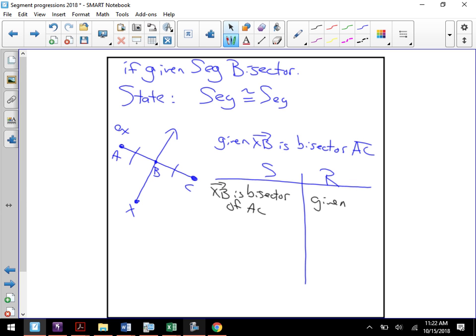Sometimes it might just say it's a bisector. Sometimes it might say it's the second bisector. It'll be up to you to figure out if you're bisecting a segment or you're bisecting an angle, because your reason would be different. So, just like we said, AB.